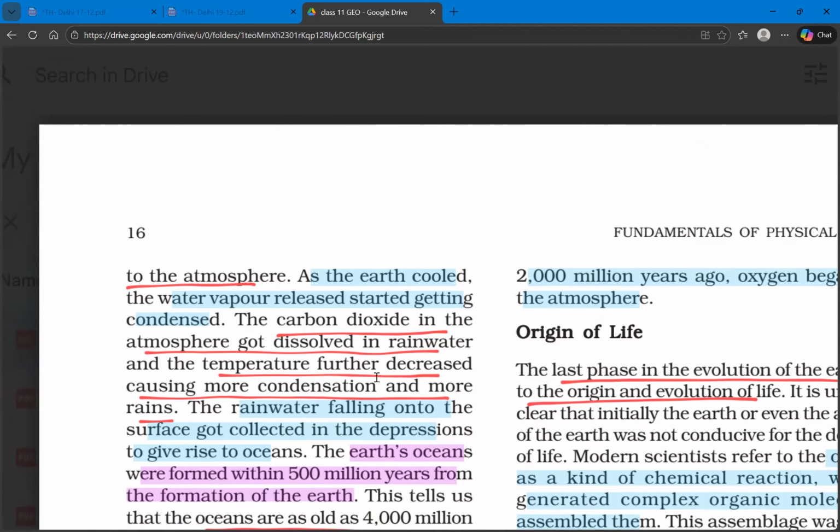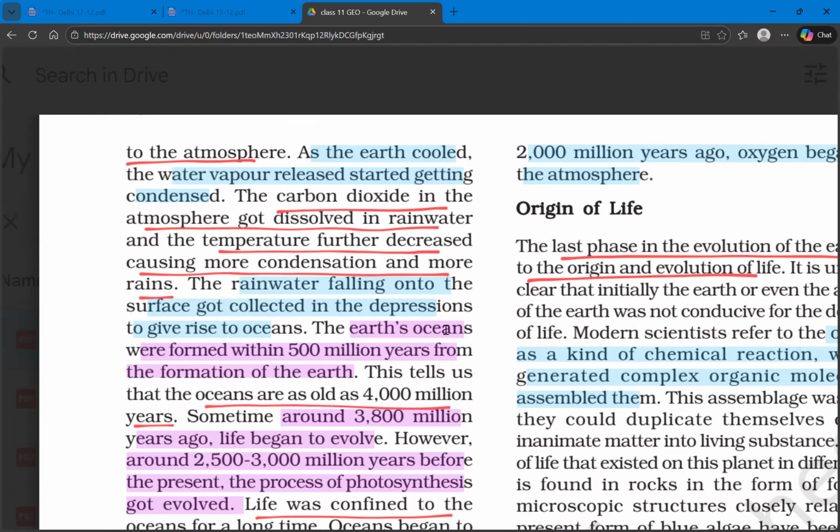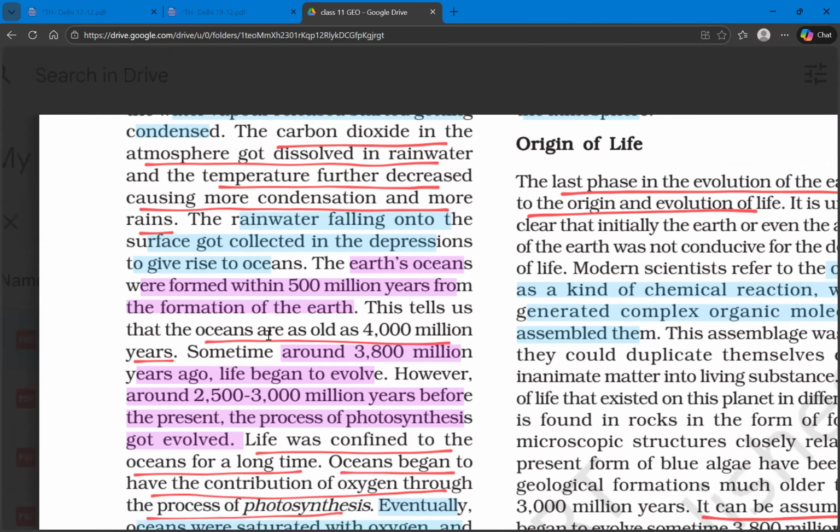So when did the formation of oceans take place? The Earth's oceans were formed within 500 million years from the formation of the Earth. So we can say that oceans are 500 million years younger than the Earth. This tells us that the oceans are as old as 4,000 million years. Sometime around 3,800 million years ago, life began to evolve. Although the oceans were formed around 4,000 million years ago, life began to evolve only around 3,800 million years ago.